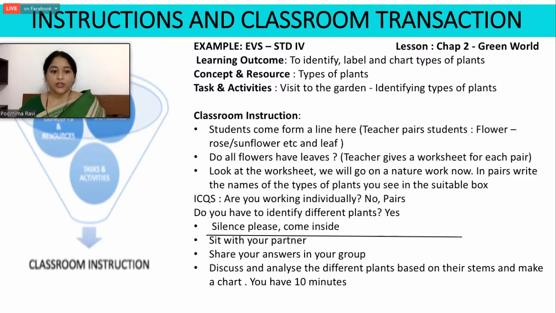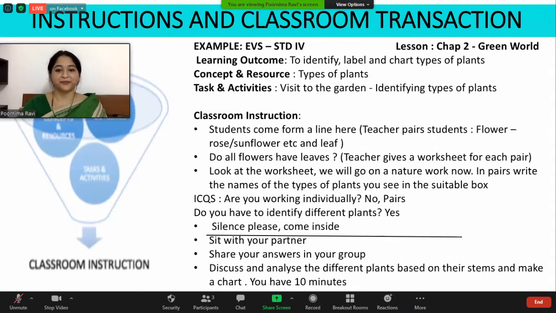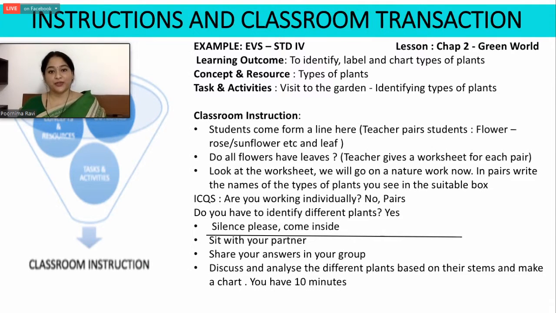So what would my classroom instruction be? It would be, "Students, come form a line here." Once I do that, I can successfully pair them. My strategy, once they form a line, is that while one student will be a flower, let's say a rose, the other child could be a leaf.